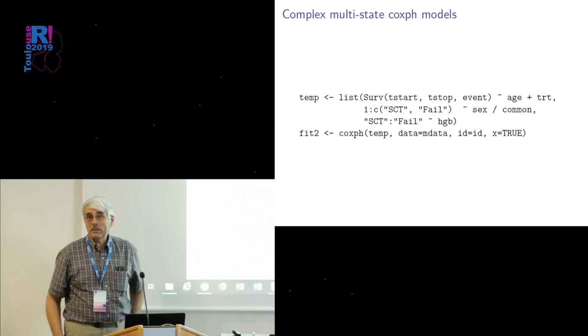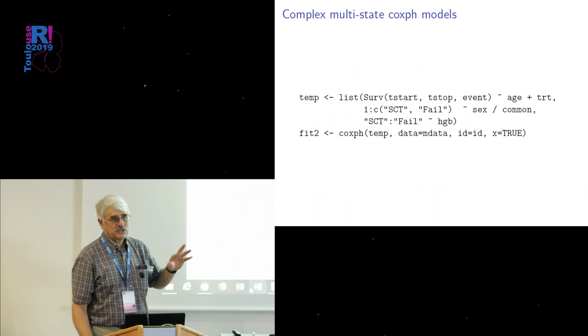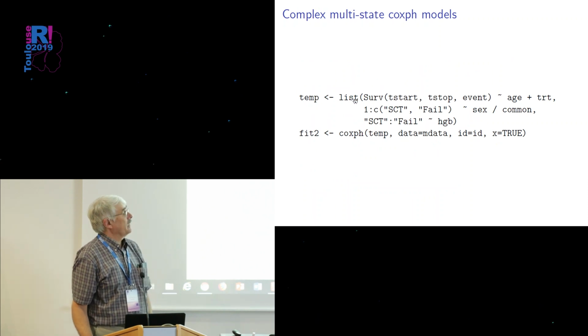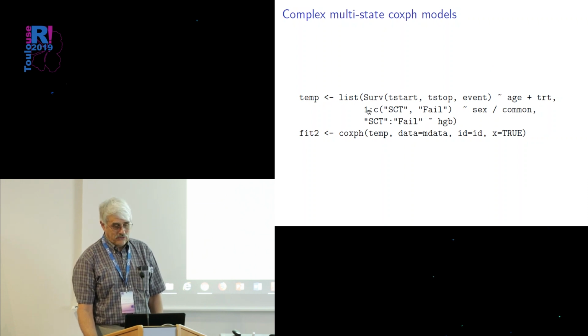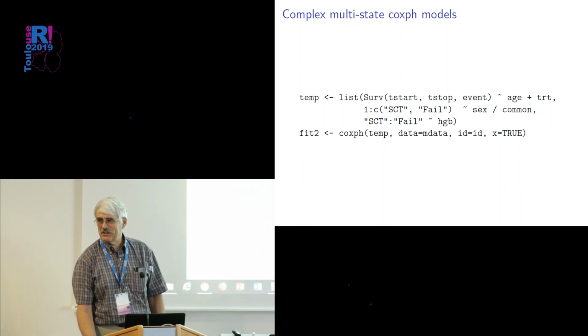So, now this. You can do more complex Cox models if you want. This is because someone's going to ask this question. You can create a list that has a common formula for all the states, and then you can say, oh, for the transition from SCT to failure, I want one more variable in that formula. So hemoglobin is in the formula for those transitions, but not the others.